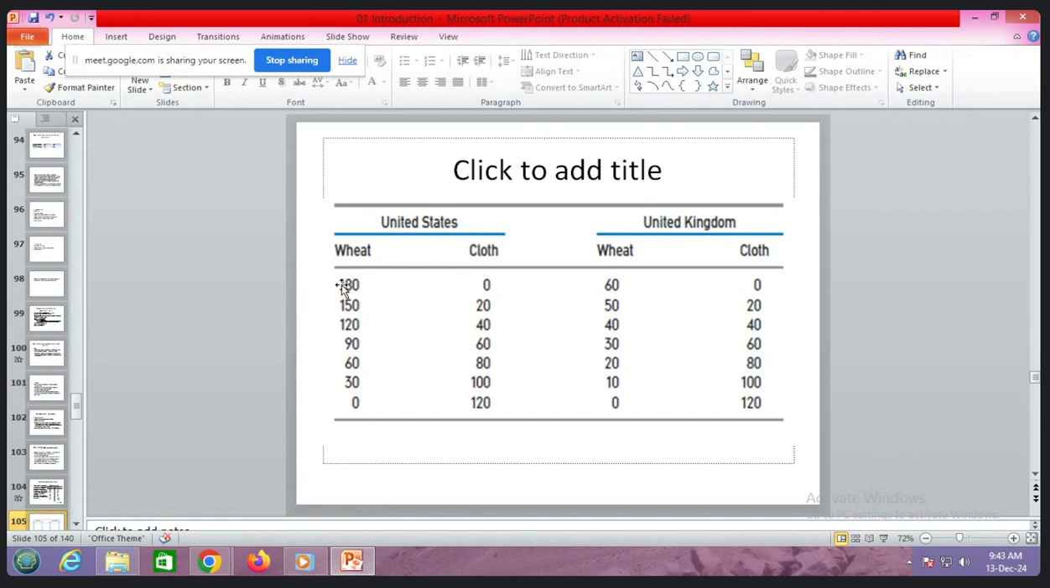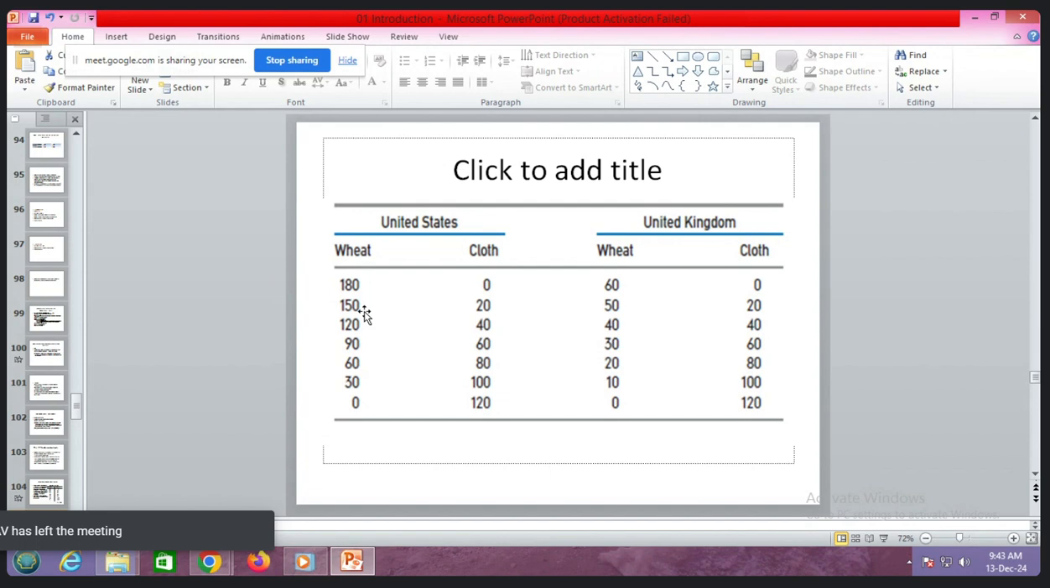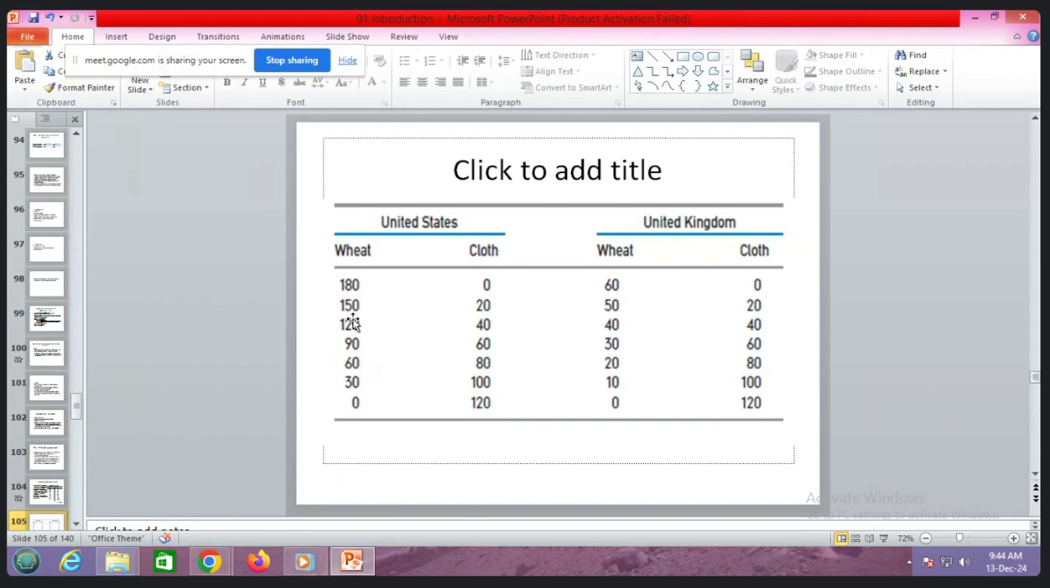It is producing zero cloth and 180 units. Suppose it wants to increase the production of cloth from 0 to 20. It wants to add an extra 20 units of cloth. Then it has to reduce the production of wheat so as to release sufficient resources to produce that additional cloth. So how many units of wheat production is it reducing? It is reducing 30 units of production of wheat in order to produce an additional 20 units of cloth.